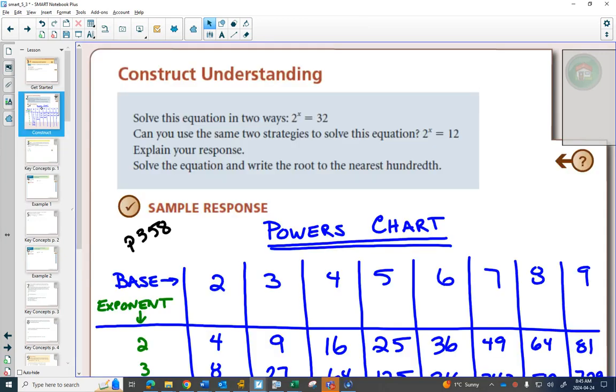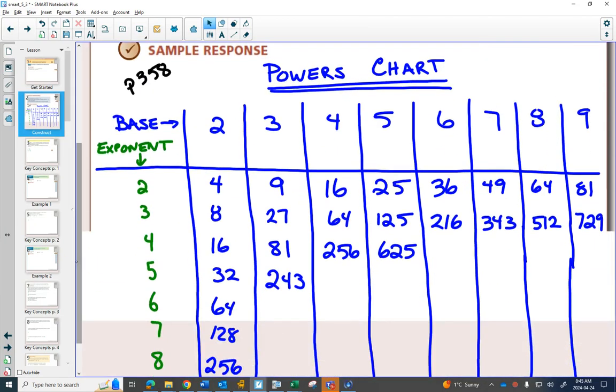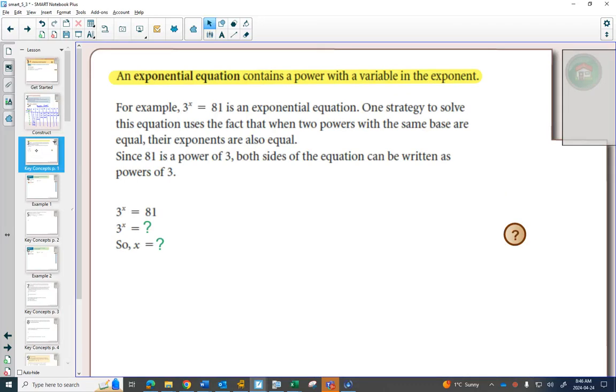On your powers chart, you would say, well, is there any power with a base of 3 that equals 81? Absolutely, it's going to be 4. So the answer to this question is just 4. One of the strategies that we're going to use is we're going to say, if I can write the number with the same base, if I can write 81 as 3 to the 4, and this is 3 to the x, if my bases are the same, it's pretty obvious that the exponents would have to be the same if they're equal. So therefore, x would have to equal 4.